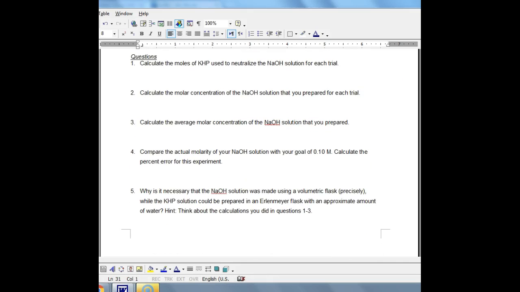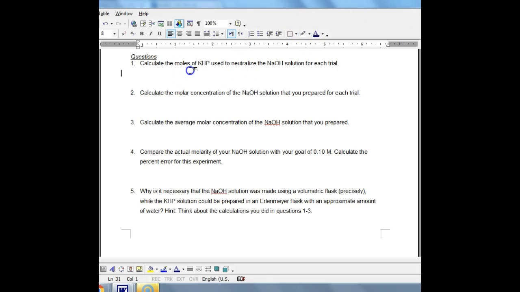So question 1 asks you to calculate the moles of KHP used to neutralize the NaOH solution for each trial. Again, for each of these, with the exception of the average and number 4, because I'm only going to have you use the average concentration to calculate the percent error, you only have to show one calculation.